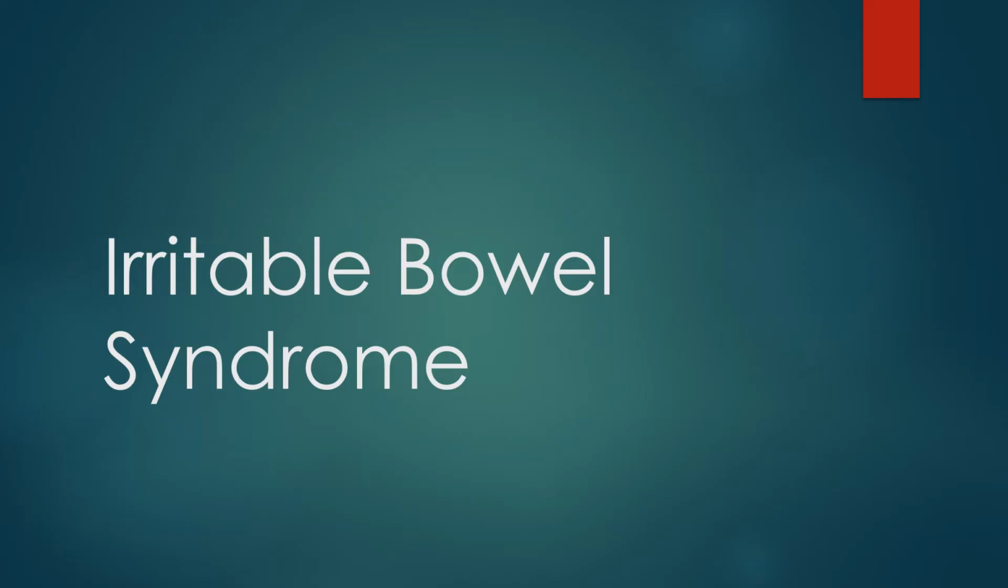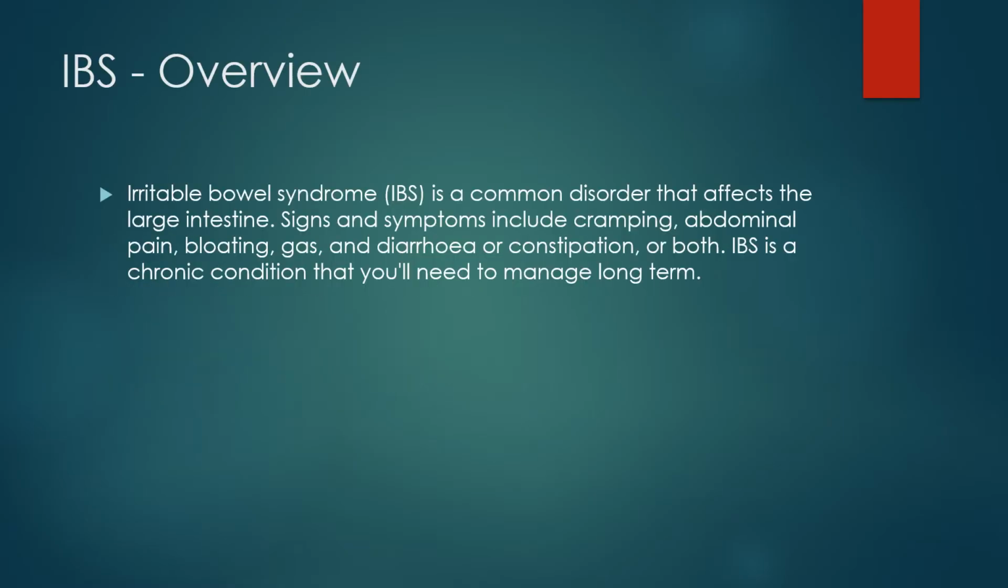Looking at the digestive system, the malfunctions could be irritable bowel syndrome. Irritable bowel syndrome, or IBS, affects the large intestine, and it can mean that you're cramping, stomach and abdominal pain, bloating, gas, which is farting, diarrhea, and constipation, or even all of that. It's a chronic condition that you'll need to manage long term. So chronic means a long-term condition.